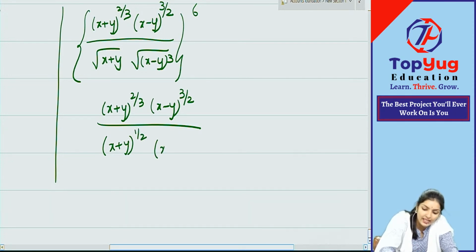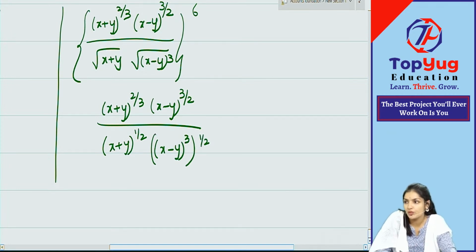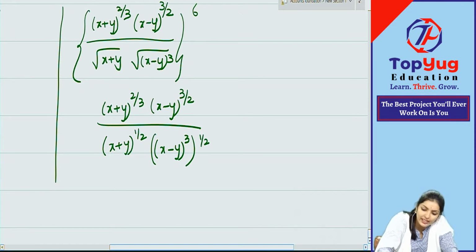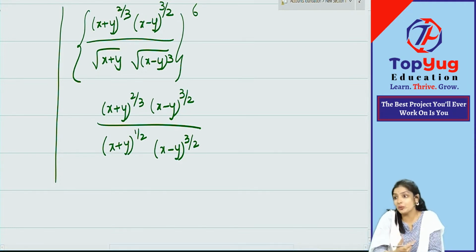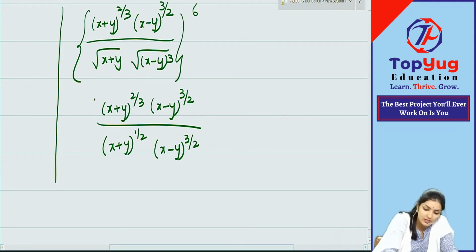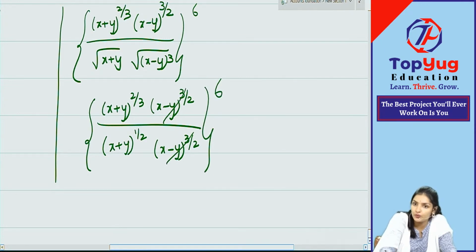And this I can write as (x minus y) to the power 3, whole to the power 1 by 2. So can I write directly, rather than writing like this? Can I directly write 3 by 2? And why should I add a step? That's how we have to minimize steps in mathematics. So the whole to the power 6, this is taken off.